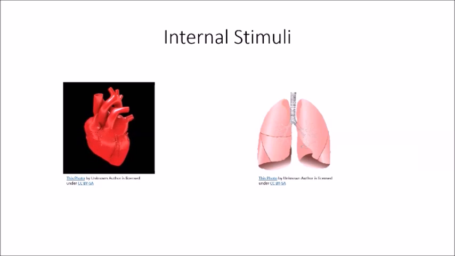So if we're exercising and our body needs more oxygen, our heart is going to start beating faster so that it can pump blood around our body quicker. And also our lungs are going to start breathing faster so that they'll take in more oxygen and release more carbon dioxide. So this is an example of an internal stimulus. We have a lot of these different internal stimuli happening inside of our body.